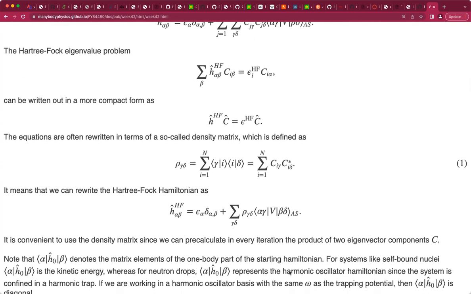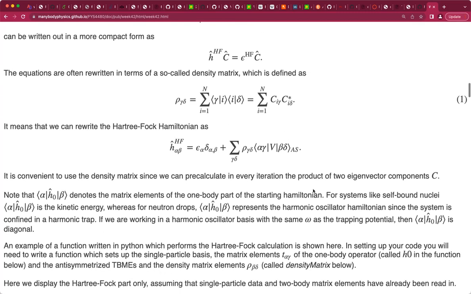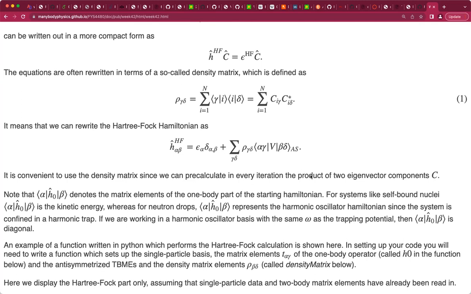And you will see that down in the program. So that means that you can simply rewrite your calculation of the Hartree-Fock Hamiltonian in terms of the density matrix. So density matrices in different disguises is something which you will see again and again in many-body theory. We defined that in the very beginning of the semester. And then you can pre-calculate that one in every iteration as a product of two eigenvector components C. Because every time you diagonalize, what you get out from the diagonalization are actually the eigenvectors, which in a component representation are given by these subscripts, which you see here, these sub-indices.